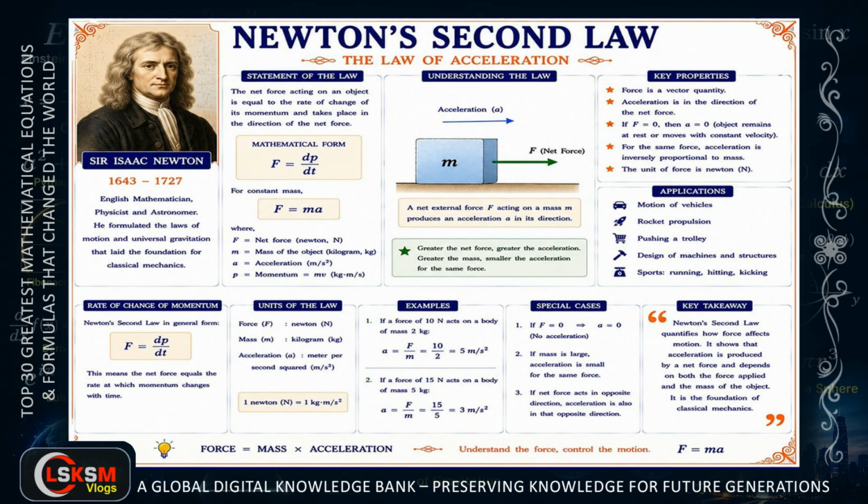Nineteen. Newton's second law. Person: Sir Isaac Newton, 1643 to 1727. Newton's second law explains how forces produce motion and acceleration. It is one of the fundamental laws of classical mechanics.